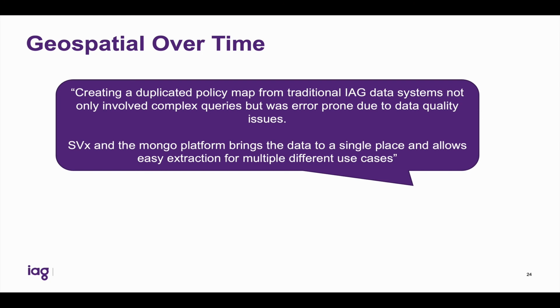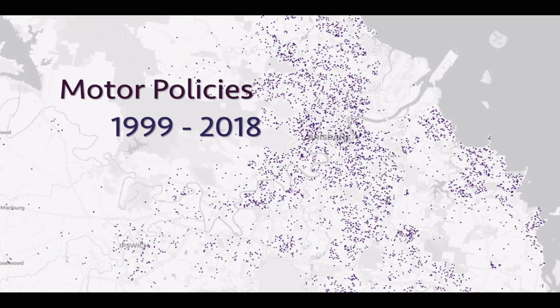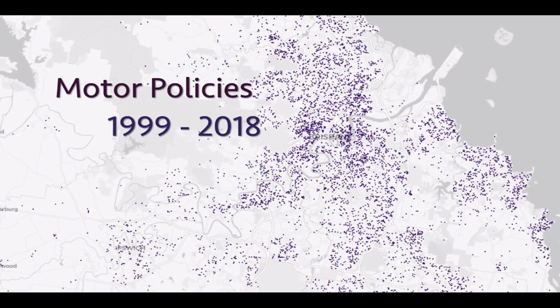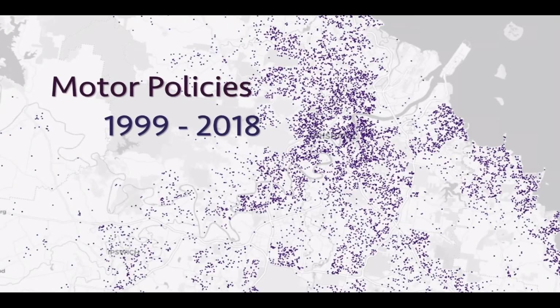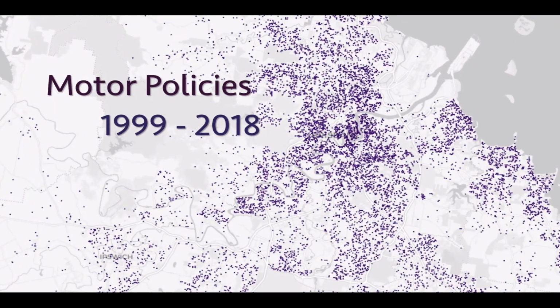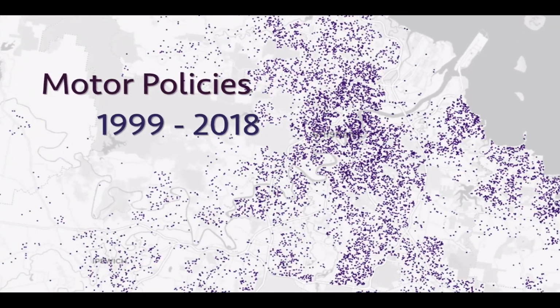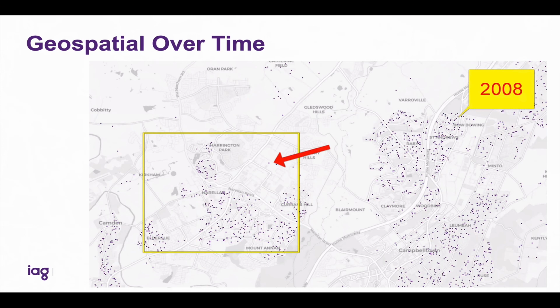Typically, you'd have a whole bunch of different analysts, and they'd have very similar, but not exactly the same view of that data. But now, because it's centrally managed and governed, it gives us the ability to have a single view of that data. So here this is a distribution that you can see of policyholders across Brisbane and Ipswich. And here you can see it plotted in 2008, the distribution of people in that area as well.